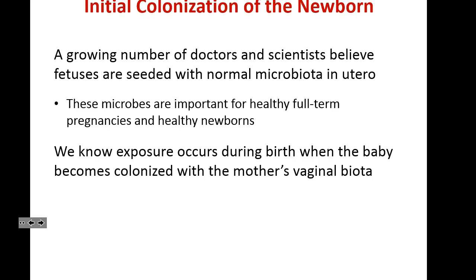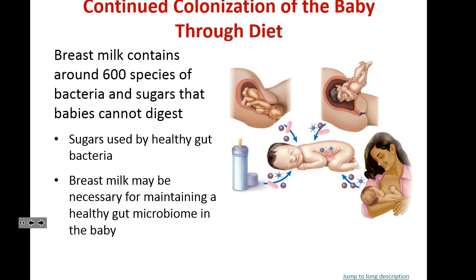A growing number of doctors and scientists believe that fetuses are seeded with normal microbiota in utero. These microbes are important for healthy full-term pregnancies and healthy newborns. We know exposure occurs during birth when the baby becomes colonized with the mother's vaginal biota. The trip down the birth canal can be not just stressful on the baby, but it can also give him biota that only comes from going through the birth canal.